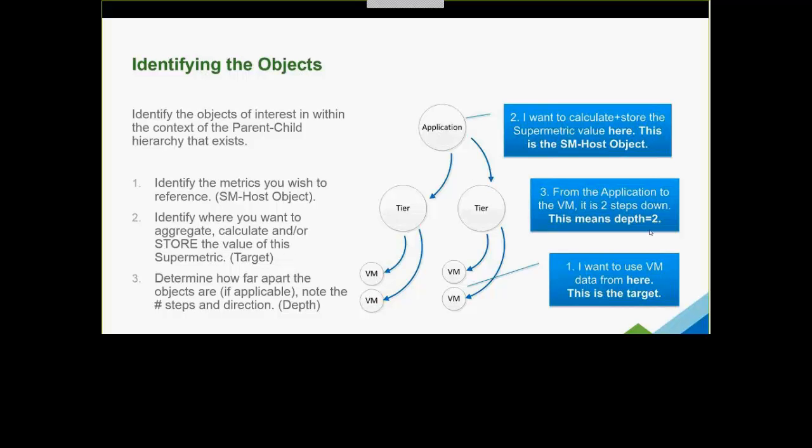And when I say that, the SuperMetric will actually traverse 2 paths, which is from VM to tier to application, and then get me the max CPU usage on any of those 4 VMs at the application layer and give me the result. So that is how you can use the depth option within SuperMetrics. And I do have a few examples for you when I go through creating some of these.